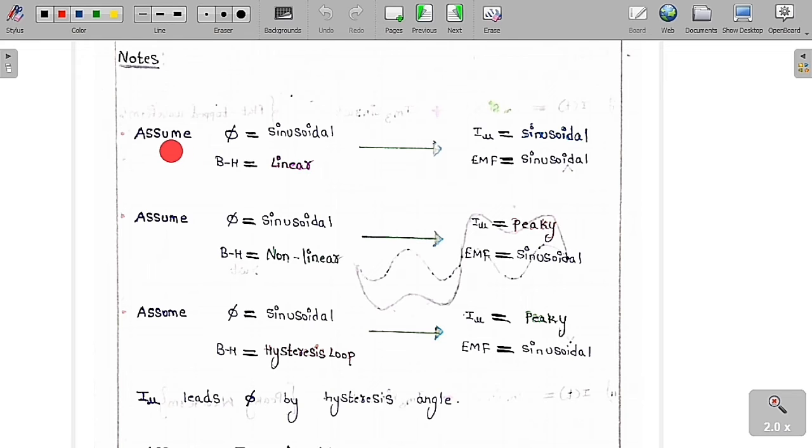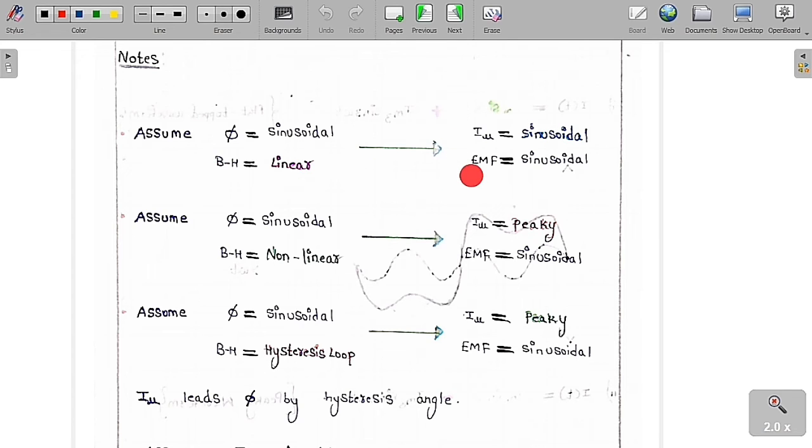Now I am going to assume that the flux is sinusoidal. The flux in the core is sinusoidal, and the BH curve is a linear curve. Then what is going to happen? The y-axis is B and the x-axis is H. H is directly proportional to I and B is directly proportional to flux.